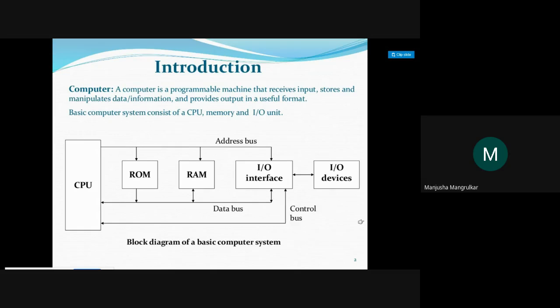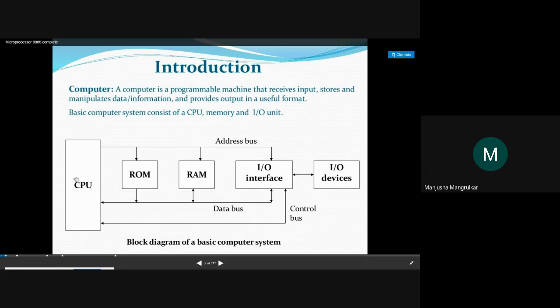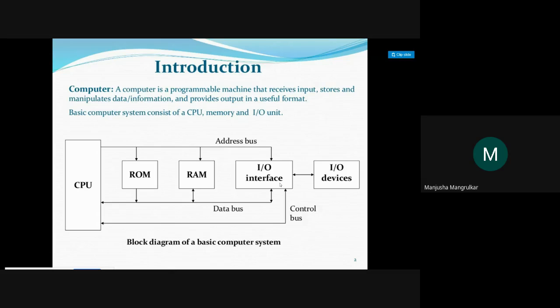A basic computer system consists of CPU, memory, and input output devices. This we have seen in our basic fundamentals of computer. This is the basic block diagram of the computer. This is your CPU, the central processing unit. ROM is the permanent memory, read only memory. RAM is random access memory. And the input output interface is a device that we can interface. Your keyboard is the input device, your monitor is the output device, your speaker is the output device, and your mouse is the input device.